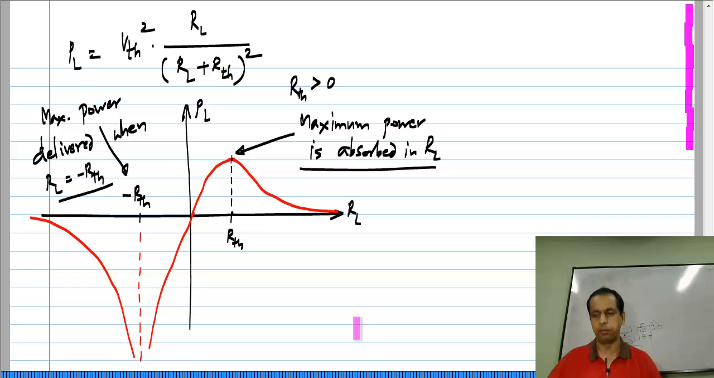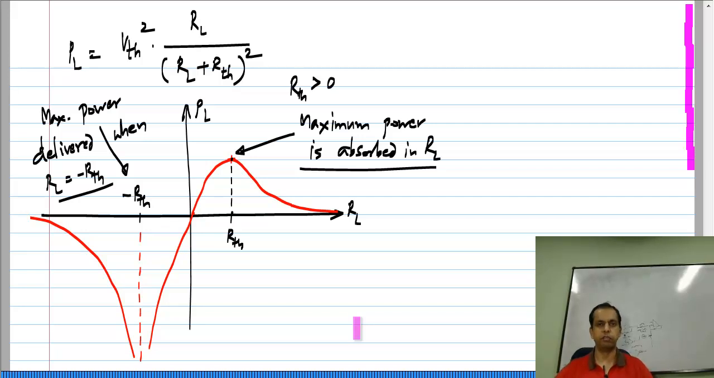Okay, but the result of real significance is this: when RL equals RTH and you have the maximum power absorbed. Okay, an example of this happens when you have an antenna. Antenna can be represented as a voltage source in series with a resistance. Many standard antennas have a 50 ohm internal resistance. So, you have a voltage source in series with a 50 ohm resistance, and to draw maximum power from that, your circuit must appear like a 50 ohm resistance.